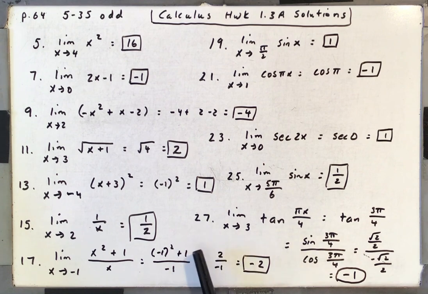And then number 27, we take the limit as x approaches 3 of tangent of pi x over 4. That's the tangent of 3 pi over 4. Remember, tangent is sine over cosine. So we can look up the sine of 3 pi over 4. That's root 2 over 2. Cosine of 3 pi over 4 is negative root 2 over 2. So that's going to reduce down to negative 1.